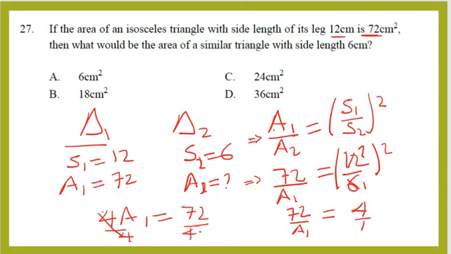Cut the 4 here. So what will be the area? The area 1. I mean the area 2. We are trying to find the area 2. This denominator, the down one will be area 2. So the area 2 will be 72 divided by 2, which is 18. So the answer will be B. This is question number 27.